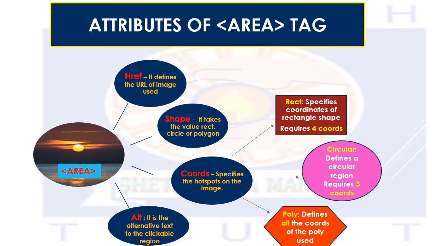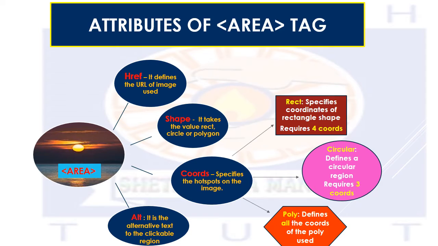First of all, href, you know href, this is the URL of the image used, that is the source of the image from where we are giving the image on our web page. That is the meaning of href. No need to explain this because we are using this href in many of the other tags also. The next in the area tag is the shape, right? Which type of shape do you want?